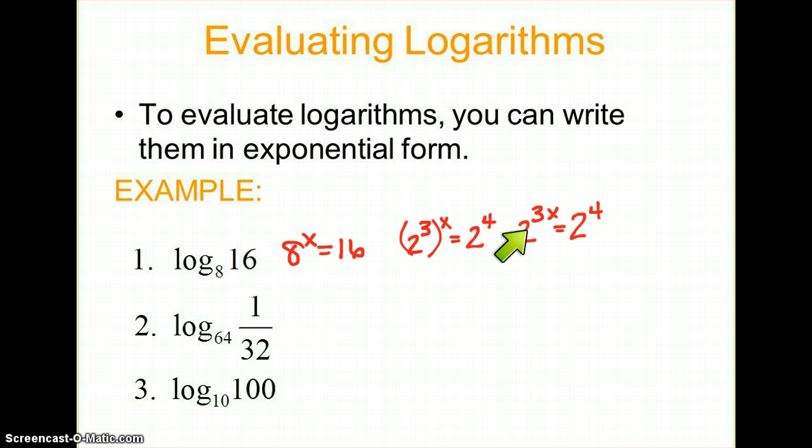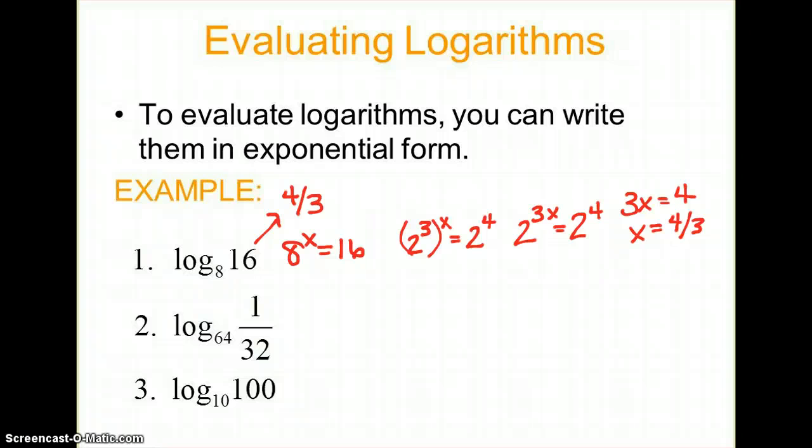So if the numbers are equal and the bases are equal, then that tells me that my powers or my exponents must be equal. So if I really want to solve this, all I have to do is set the 3x, the one exponent, equal to the other exponent, divide by 3, so it tells me that x equals 4/3. So as far as log base 8 of 16, that would be equal to 4/3. If I take 8 to the 4/3 power, I will get 16.